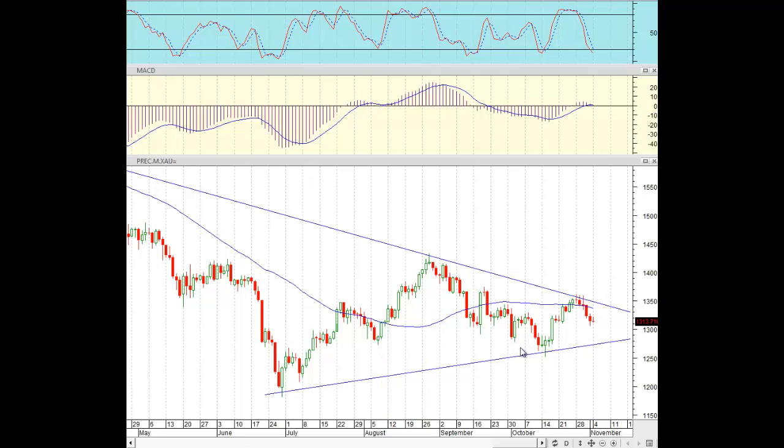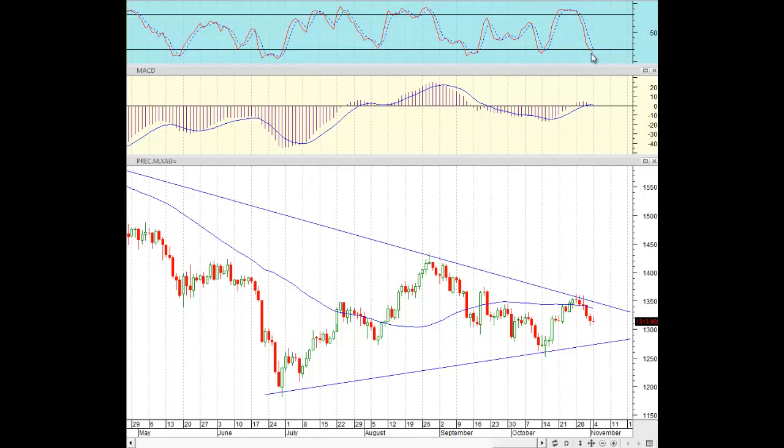So going forward, I would suggest this. You don't want to buy gold right here. I would wait until we see a bullish crossover of the stochastics indicator with at least something close to average volume, if not above average volume.